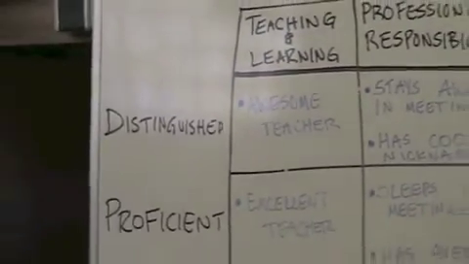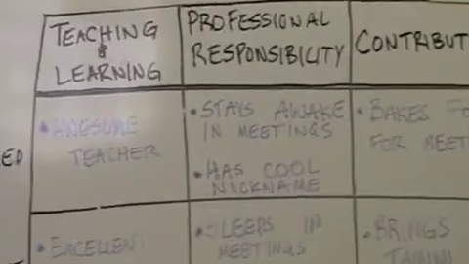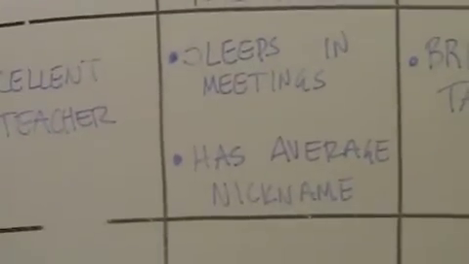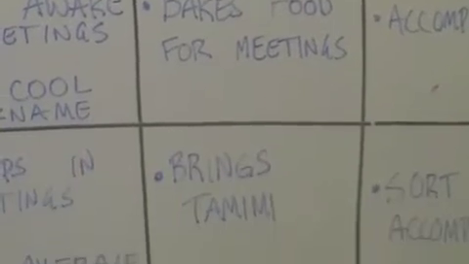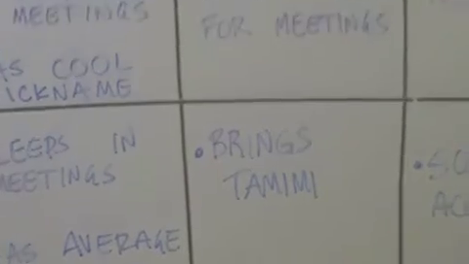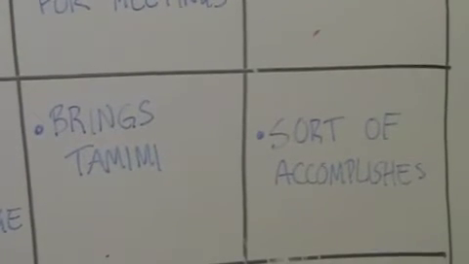Now, for Johnny, we're going to have to put in some fictitious indicators just for this simulation. And this is what we're going to be looking at for him. If Johnny can stay awake in meetings, he'll be distinguished. If he sleeps, well, proficient. His contributions to the school, for example. If he bakes, he'll be distinguished. If he buys, proficient. And if he kind of accomplishes his goals, he'll be proficient. I remind you, those were fictitious indicators.